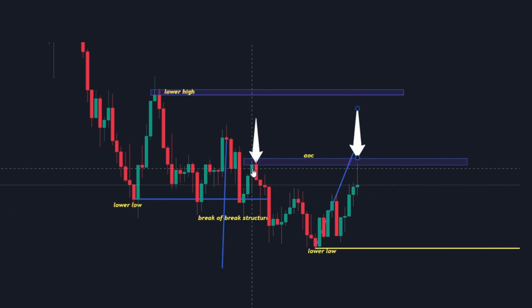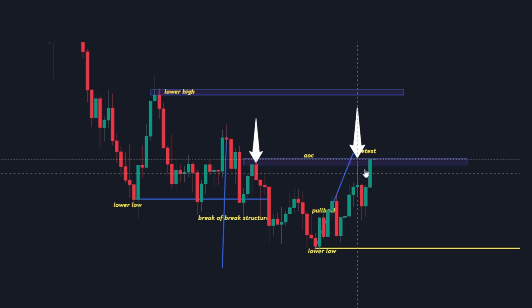If this resistance here is respected, then we expect the market to continue dropping to the downside. So this is our pullback, and we're expecting a retest to this previous zone of retest, giving us our area of confluence. So as price approaches our area of confluence, we want to see the sellers gaining control again.